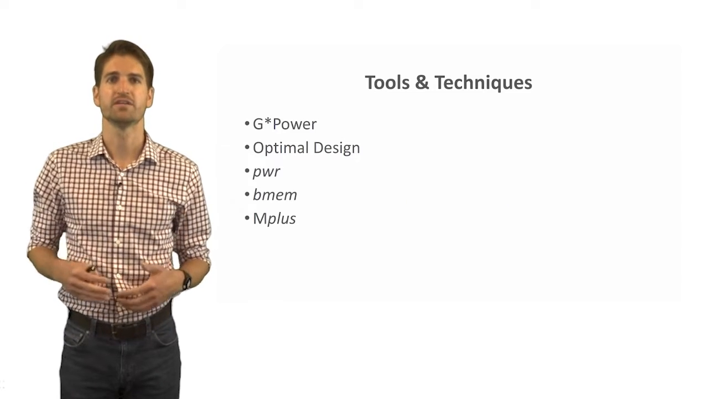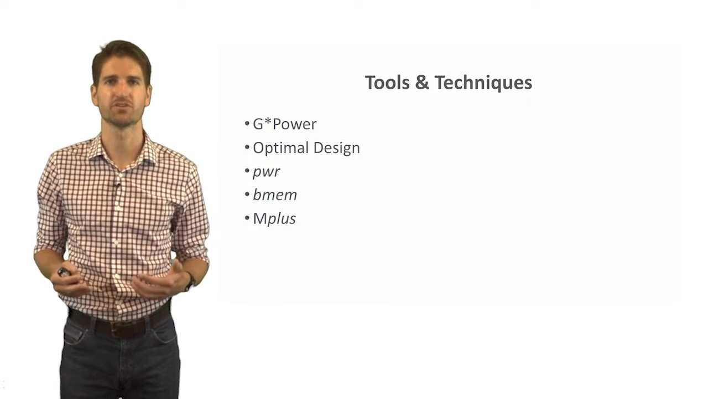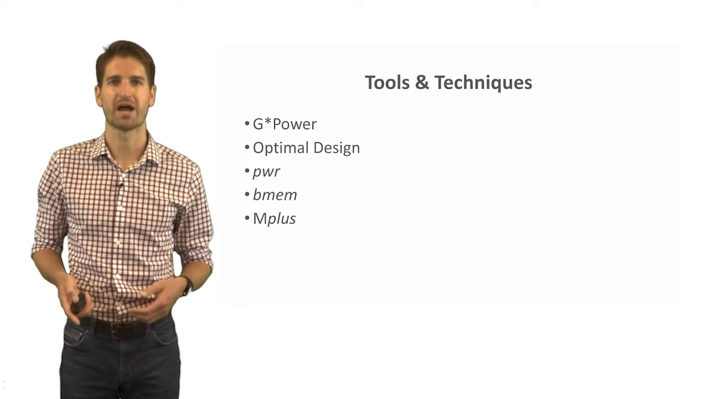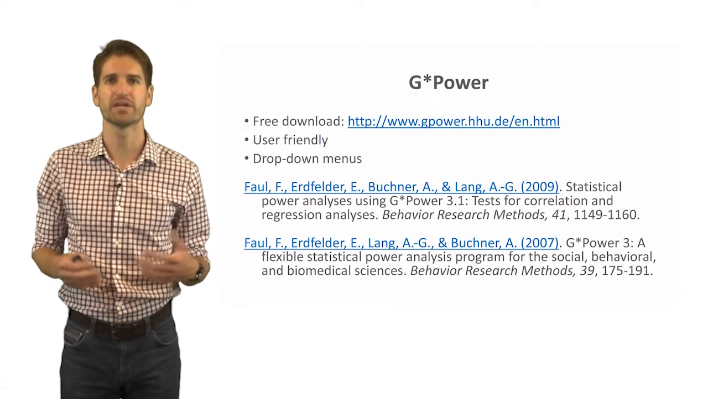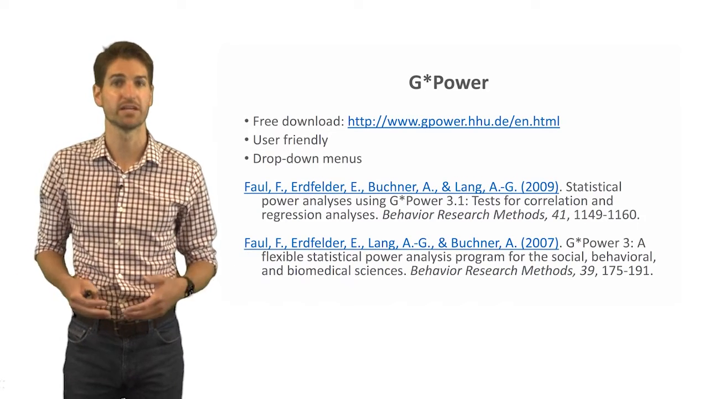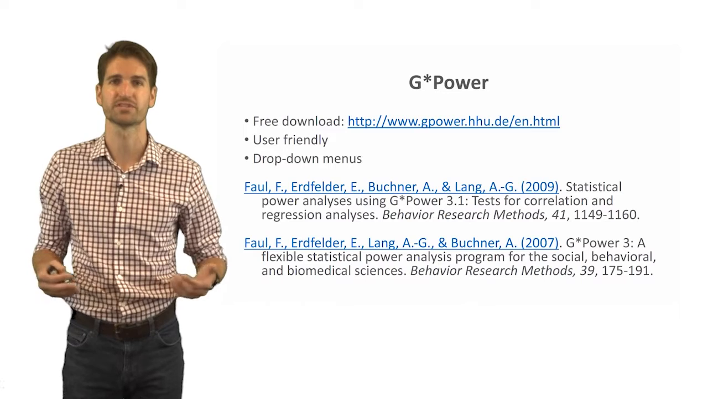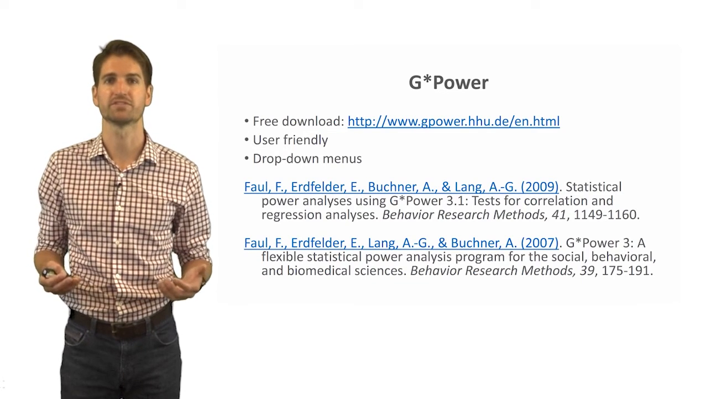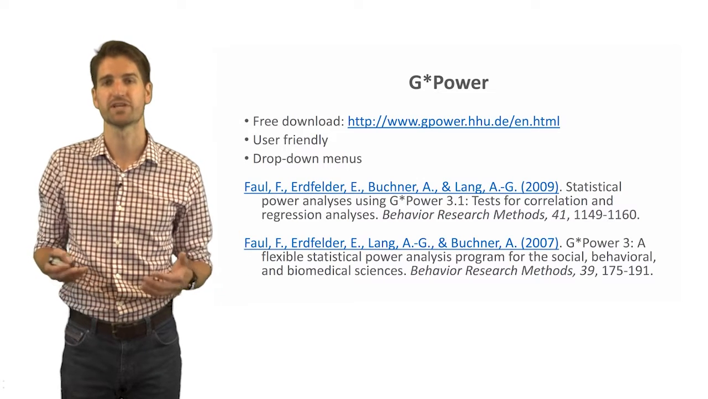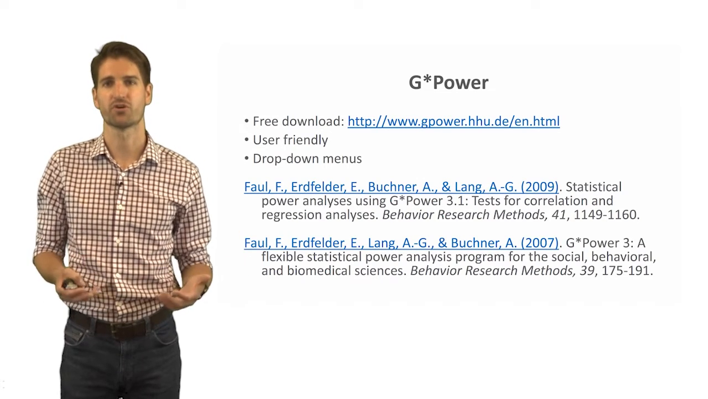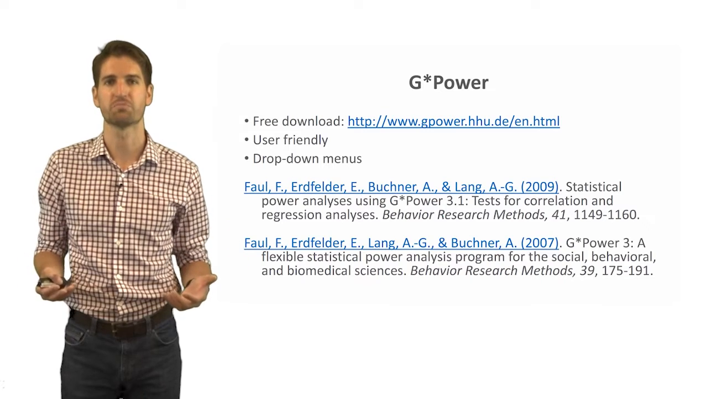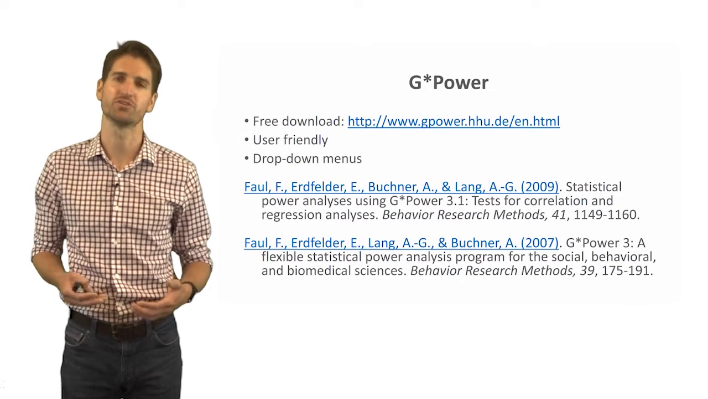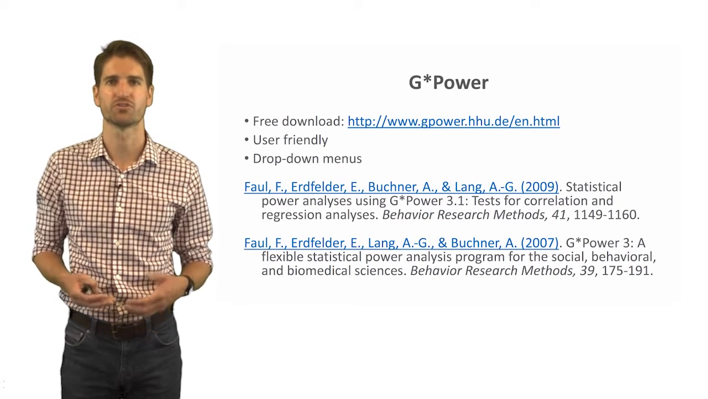So I'm going to talk about these 5 different tools and techniques that you can use for power analysis. Again, some of these are freely available. So let's start with GPower. GPower is a free download, and I provide the link here. It's very user-friendly because there's drop-down menus and things like that. In fact, there's even documentation in Behavior Research Methods, where Faul and colleagues in 2007 and 2009 published articles in which they go over the use of GPower. This is a really, really useful set of documentation that you can use to understand how to apply GPower to your own studies.